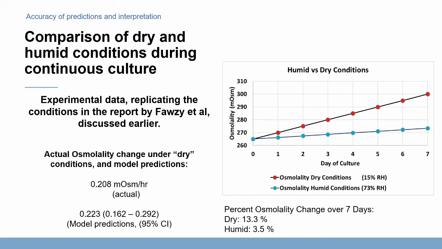And so to look at the model, and this is a data set that's independent of the data set I showed previously, the actual change in osmolality under the non-humidified conditions was 0.208 milliosmolal per hour. The model predicted on average it would be 0.223, with a confidence interval of 0.162 to 0.292. So this actual experimentally determined osmolality change fit pretty well within the 95% confidence level of the model predictions.